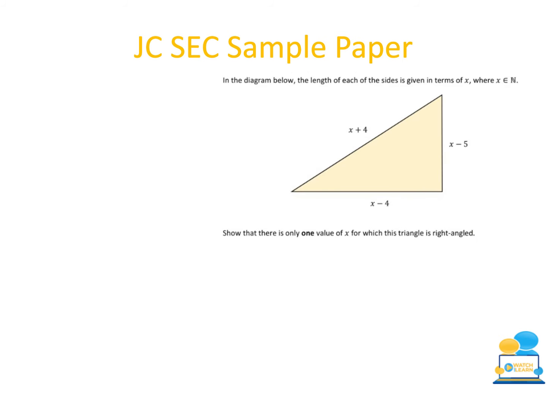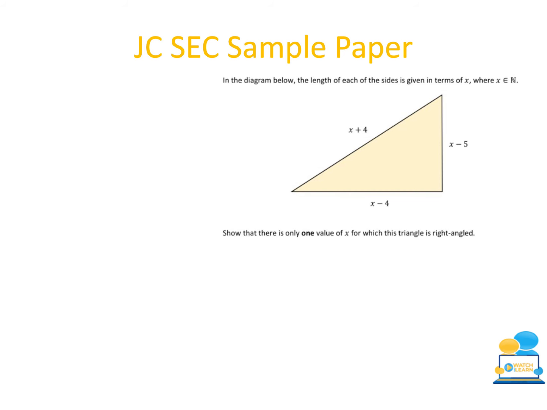Our final question comes from the SEC sample paper. It says, in this diagram below, the length of each of the sides is given in terms of x, where x is a natural number. Show that there is only one value of x for which the triangle is a right angle triangle.